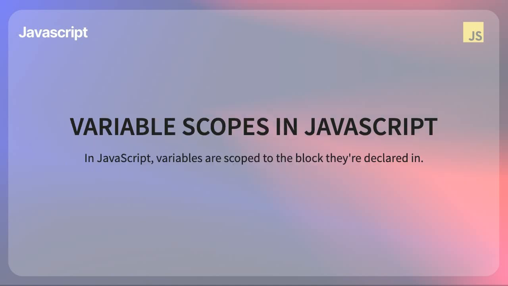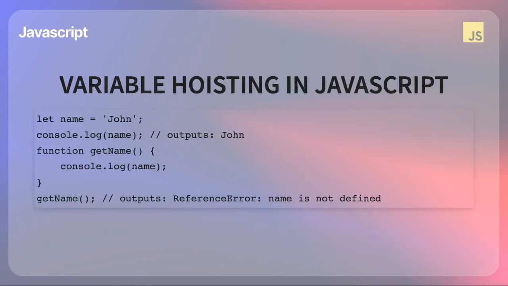In JavaScript, variables have different scopes depending on their declaration. We'll explore the different types of variable scopes. In JavaScript, variables are hoisted to the top of their scope. This means that we can access a variable before it's declared.